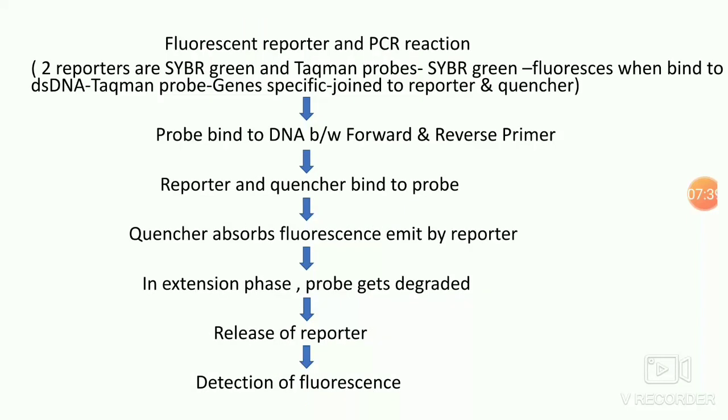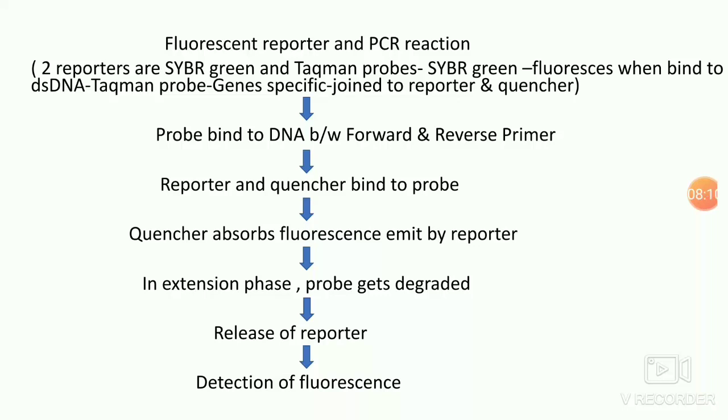The next step uses fluorescent reporters and a PCR reaction to amplify and detect the specific genes. Two types of fluorescent reporters are commonly used. They are SYBR green and TaqMan probes. SYBR green is a cyanine dye that fluoresces only when it binds to double-stranded DNA, which is a PCR product.